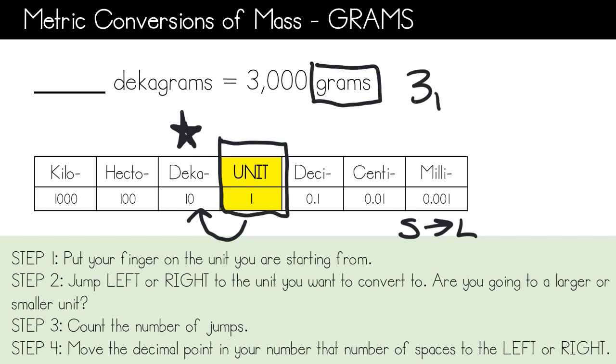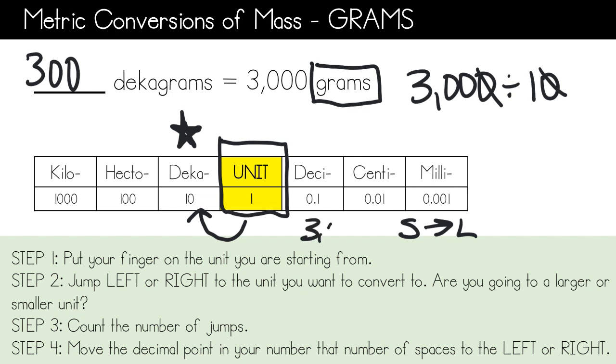So 3,000 divided by 10, this cancels out, equals 300 decagrams. Now another way to look at this is you're saying, okay, I have 3,000. I have my decimal at the very end, because that's the whole number and the decimal's at the end, and I'm going to divide by 10, and that equals 300.